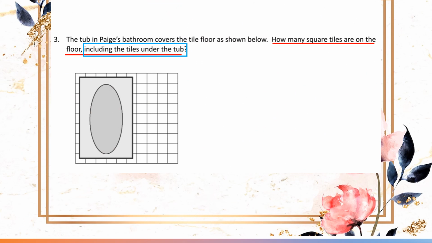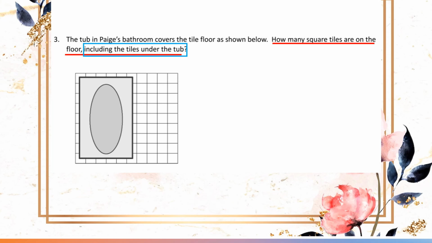Okay, let's take a look at number 3. It says the tub in Paige's room covers the tile floor as shown below. So that figure is a tub. And that tub is covering some tiles. Now the question asked, how many square tiles are on the floor, including the tiles under the tub? So the question is not focusing on the tiles under the tub. They want to know how many tiles are on the whole floor.